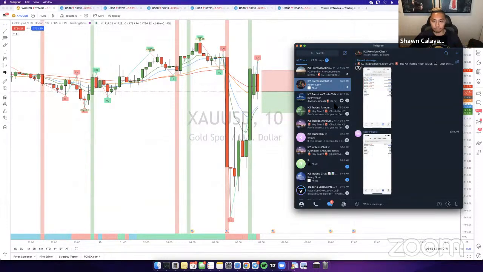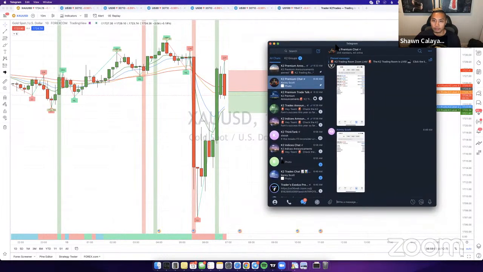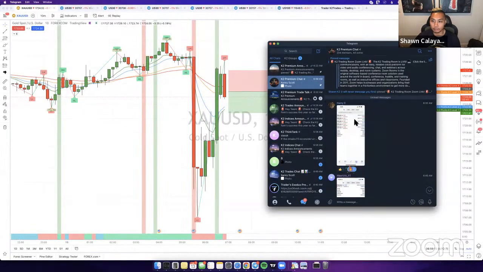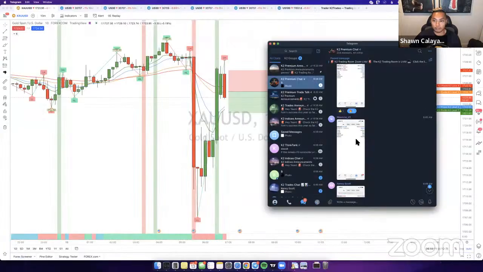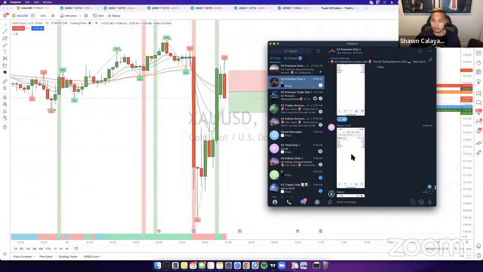But anyways, here's members' profits in K2 so far. Let me scroll up real quick. We have Harry over here. Harry took a sell here with US30, locked in a total profit of 5,818. Nice work, Harry. Great work off that. Mauricio over here locked in 1,895. Nice work, Mauricio. Kenny over here locked in a total of 354. Nice work, Kenny.